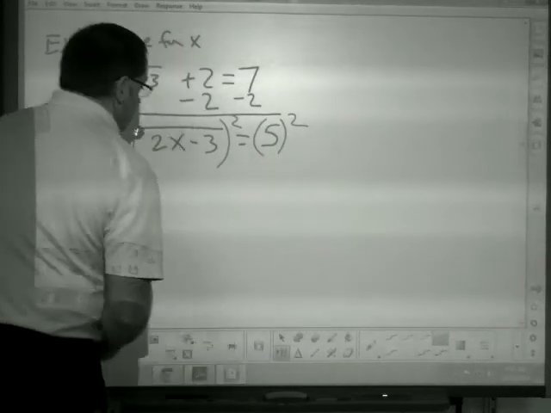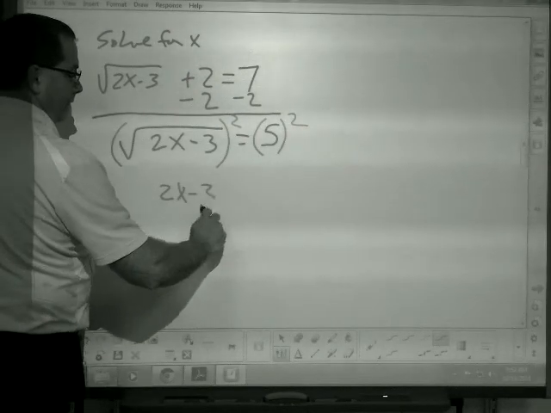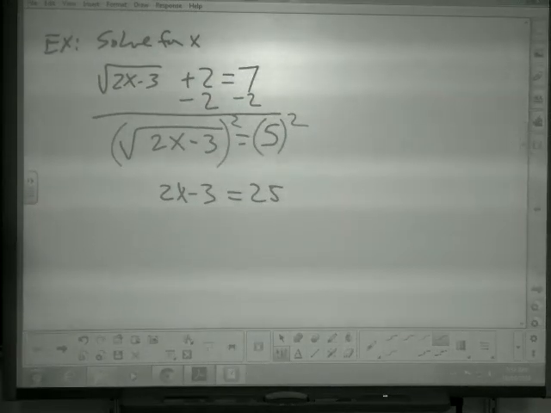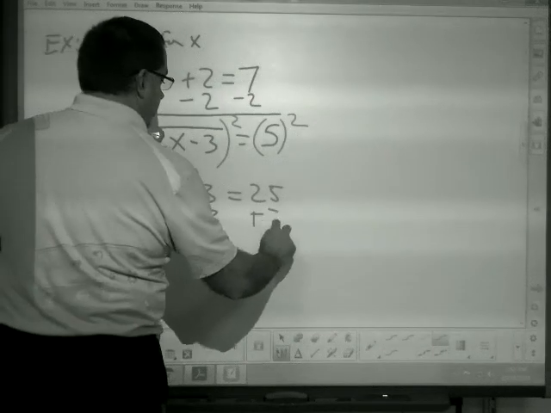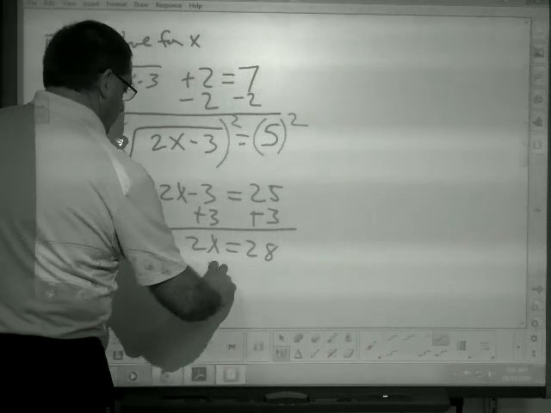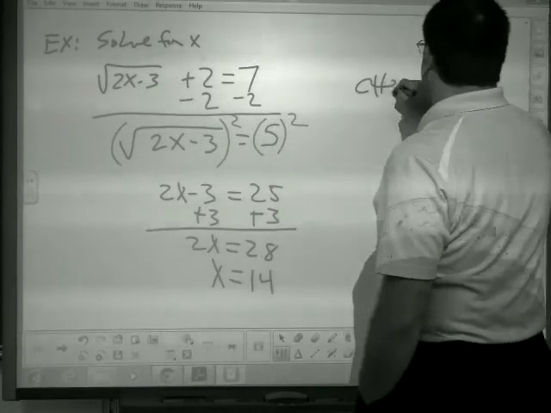Okay? The square root of anything squared is the anything. 5 squared is 25. Solve what is left for x. So add 3, 2x equals 28. Divide by 2 and x equals 14. Now I have to check.